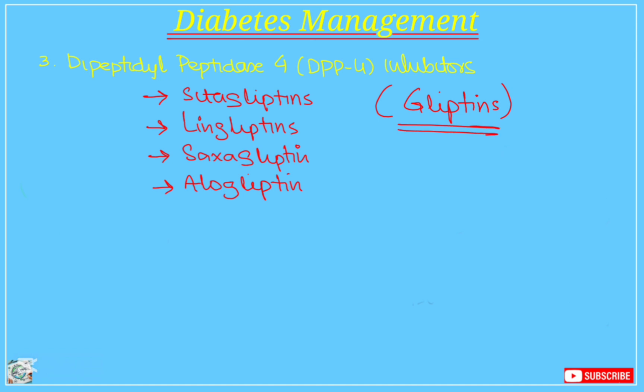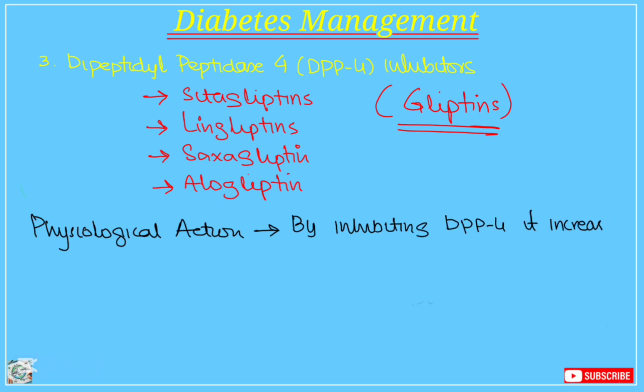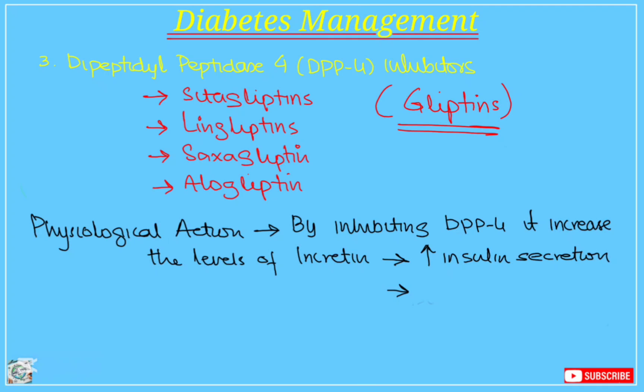The DPP4 inhibitors work by blocking the enzyme DPP4, which is responsible for breaking down incretins such as glucagon-like peptide 1 and gastric inhibitory polypeptide. By inhibiting the DPP4 enzyme, these medications increase the level of GLP-1 and GIP, which in turn stimulate insulin secretion from the pancreas in response to meals.